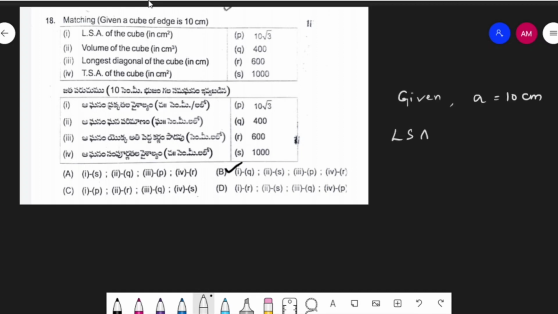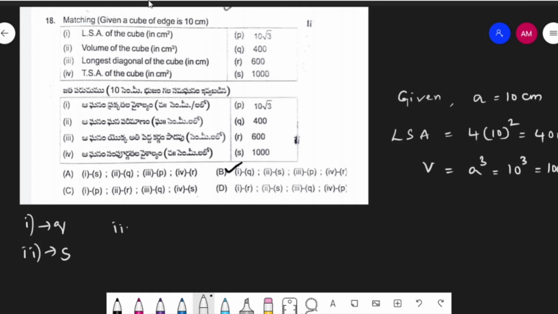Lateral surface area of a cube is 4 into 10 squared, that is equal to 400. Where is it? It is cube. So 1 is mapped to cube. Let us see the second one. Volume of the cube. Volume is equal to a cube. So 10 cube is equal to how much? 1000. Where is 1000? Yes. So 2 is matched to yes.